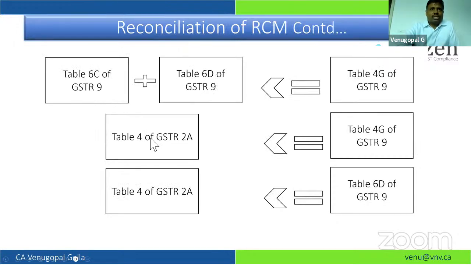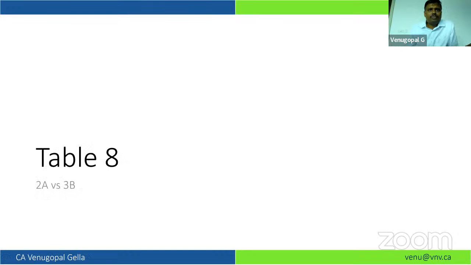So for you to cross check, you are availing credit in table 6C and 6D, and you are paying liability in 4G. So your 4G liability should always be higher. Compare the value of RCM in 2A also. Even in 2A we have an indicator if RCM is applicable. If it is marked as yes, you have to ensure that the taxes have been reported as RCM in your outward supplies.